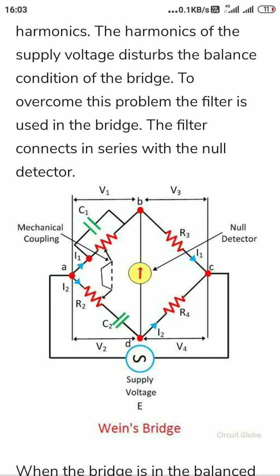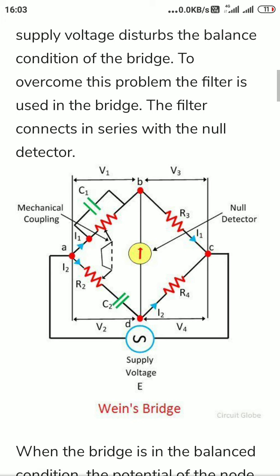So here in this bridge you can see the 4 branches. In our first branch, AB branch, you can see that our capacitor is in parallel with a resistance. Now in BC branch there is a single resistor which is non-inductive. In CD branch there is one resistor R4. On AD branch there is a resistance in series with capacitance C2.